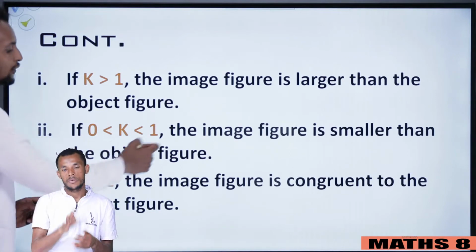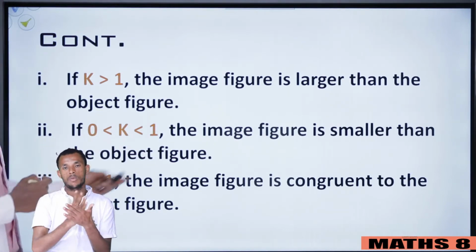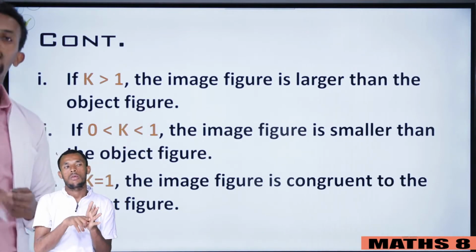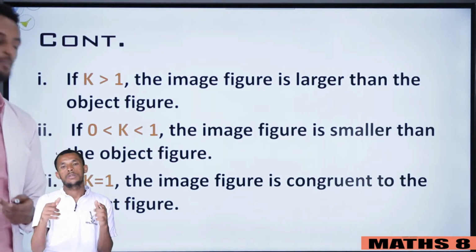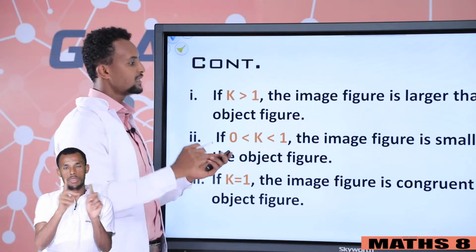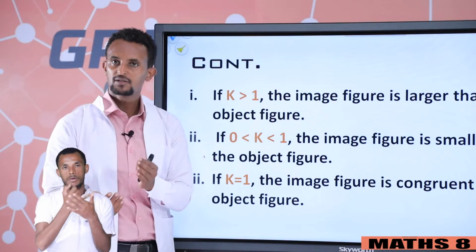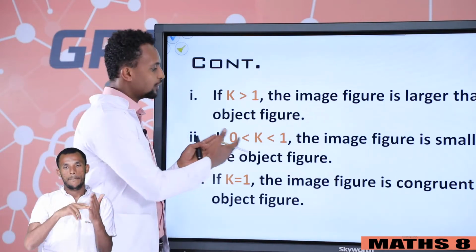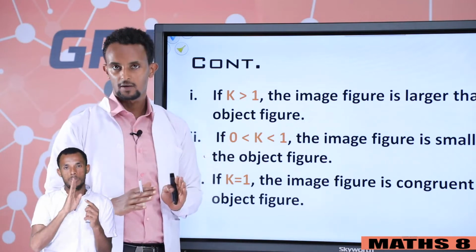But in the case of K between 0 and 1, it is called negative enlargement. In the case of negative enlargement, K will not be a negative value, but the image figure is smaller than the object figure. It means the value of K cannot be negative.